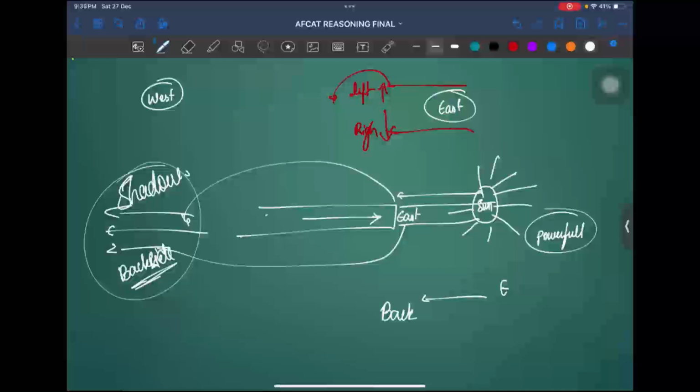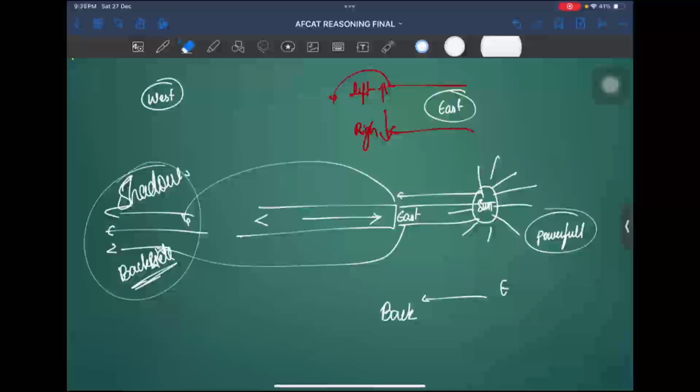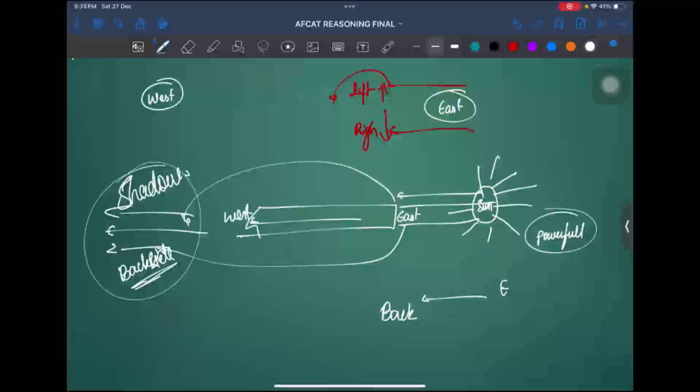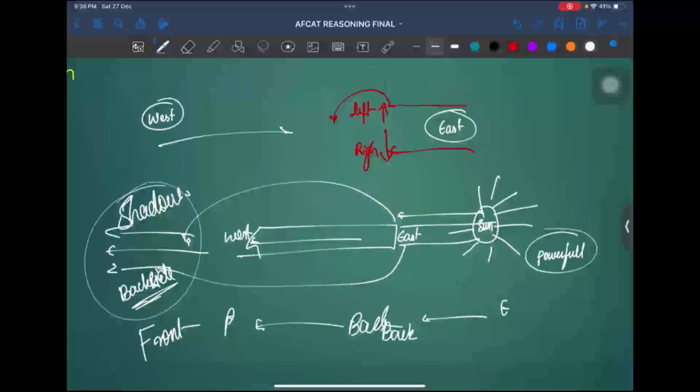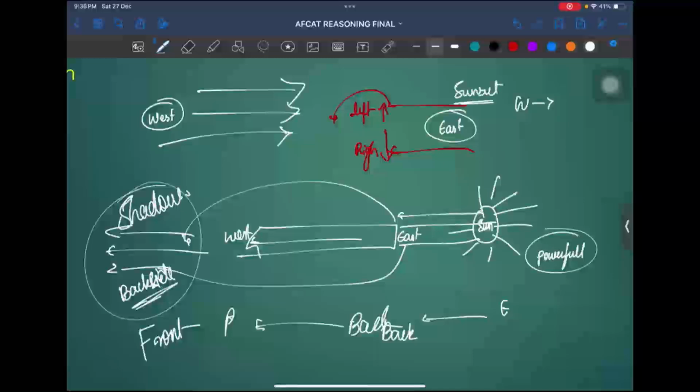Similarly, when a person is standing towards the west side, his shadow will be towards his front, because this will be his front and this will be his back. Similarly, we'll apply this same condition to the sunset as well. During sunset, the sun's rays will be moving from west to east. At sunrise, they will move from east to west.